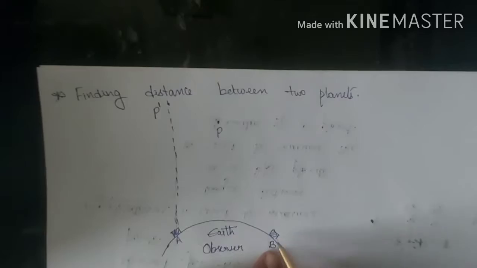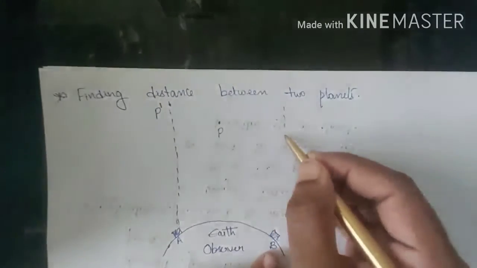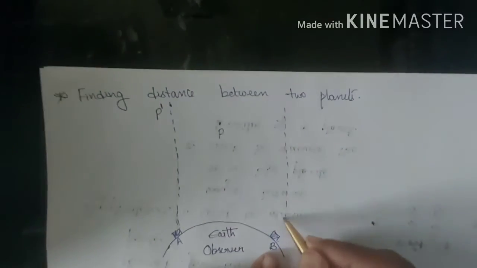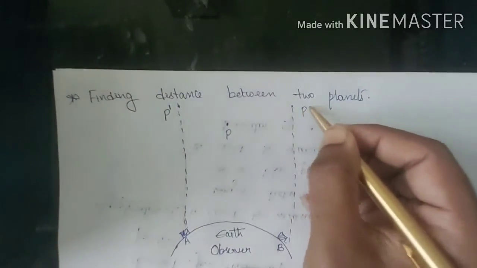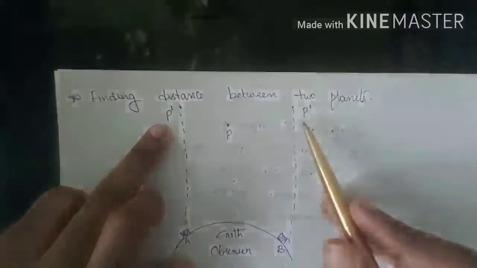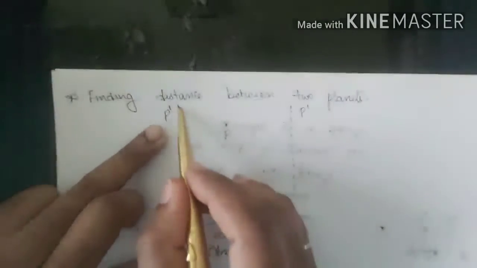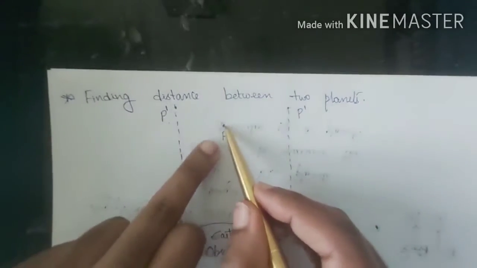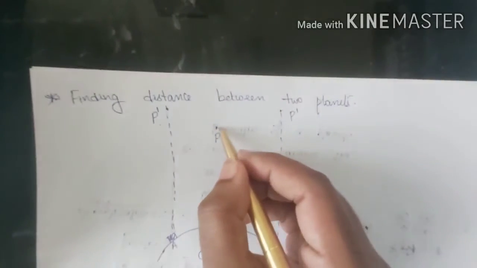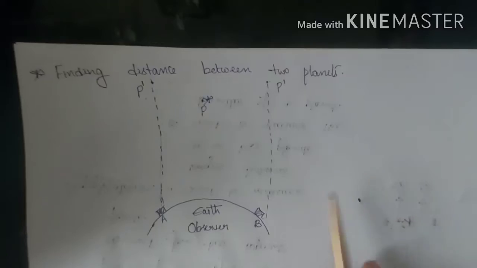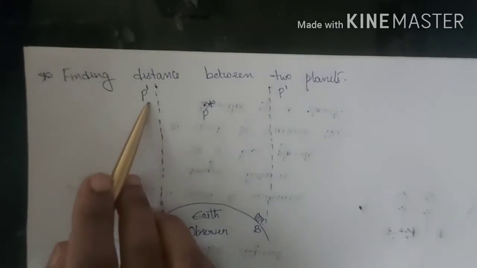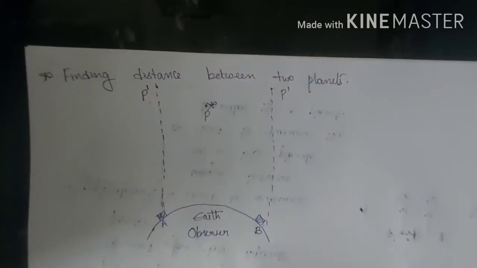Now again with respect to B, but much farther than P, I'm taking another reference point, P dash. Both P dash from A and P dash from B must lie in the same plane, whereas the planet P will lie between these reference points, let's take it at the center. Now how will you measure? Let's take this as a star, some star which is ahead of your planet.